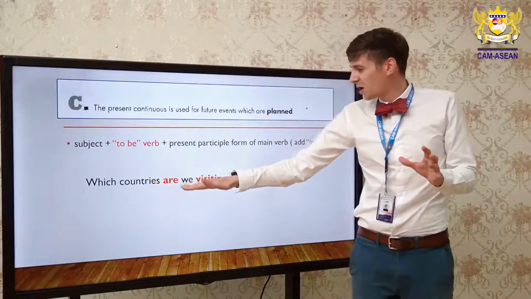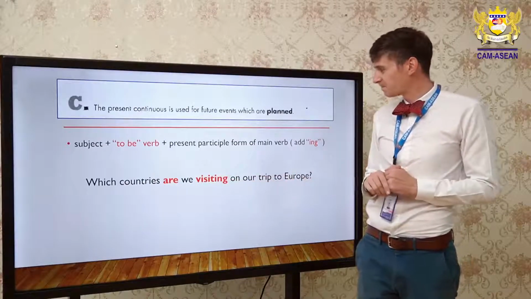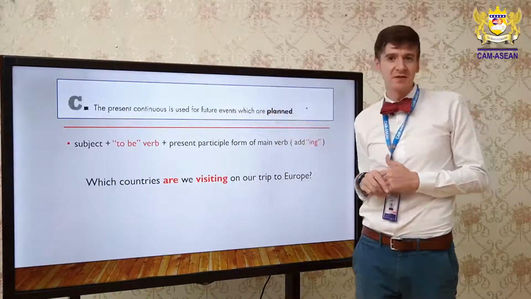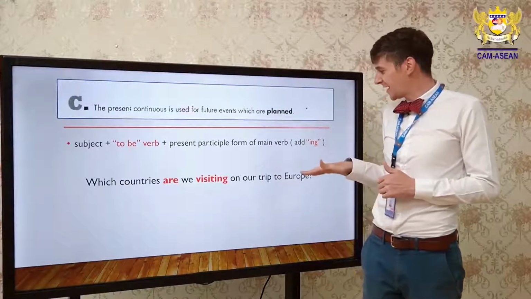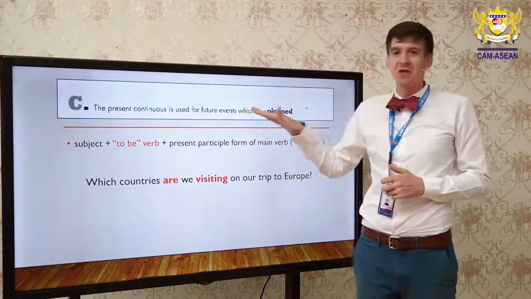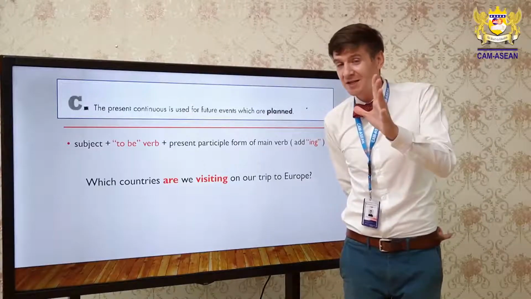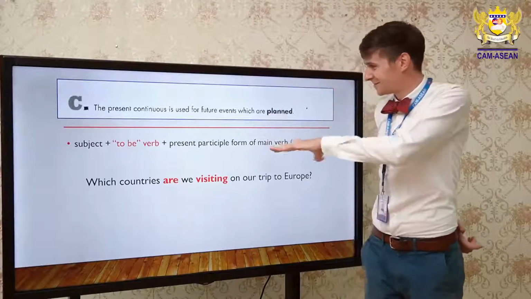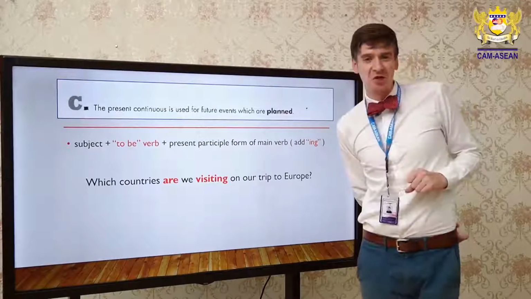Which countries are we visiting on our tour to Europe? Future events. They haven't traveled to Europe yet. It's a future event, but they're planning to. They're planning to visit countries in Europe. Something in the future that's planned.